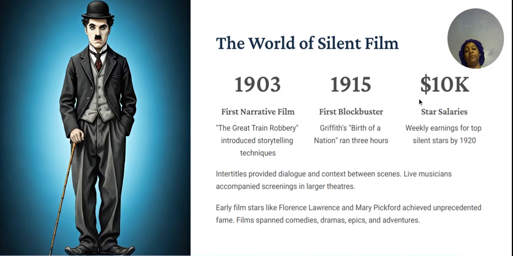So, the world of silent film. Silent film was very popular. And the first narrative film to ever come out happened in 1903. It's called The Great Train Robbery, and it introduced storytelling techniques in film. That film had a narrative, and people were able to go along with it. I think it was quite well received, but people were a bit dubious during those times, because they weren't really used to that sort of thing.